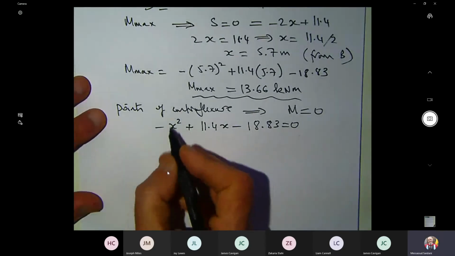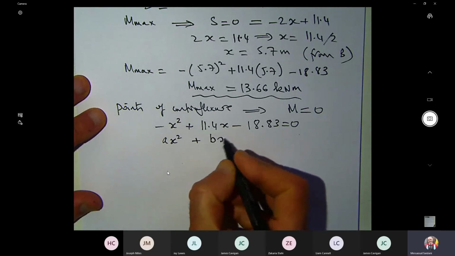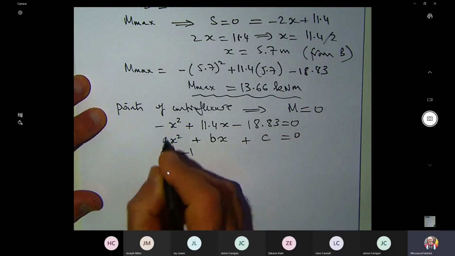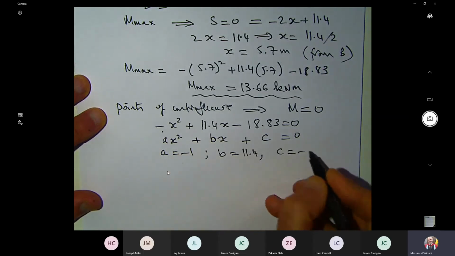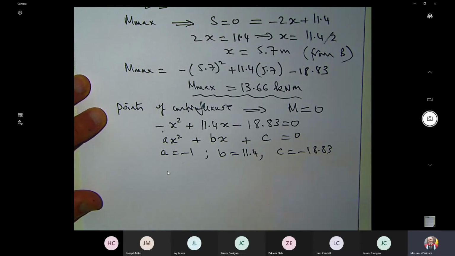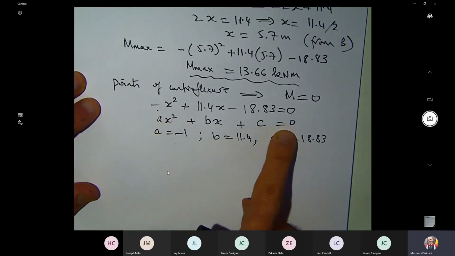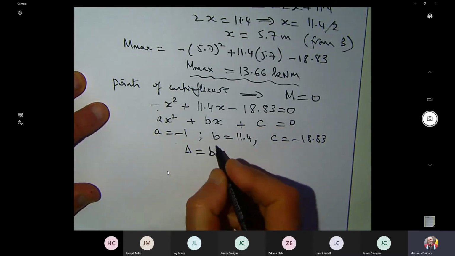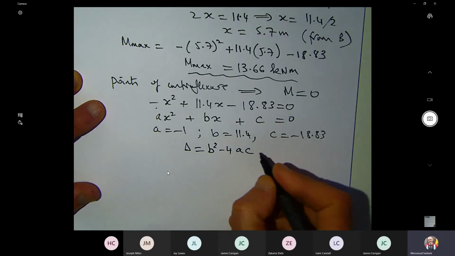This is the form ax squared plus bx plus c equals 0. A is minus 1 in this case, B is 11.4 and C is minus 1883. So this is the form of the equation, and then you calculate delta, which is b squared minus 4ac. What is delta in this case?